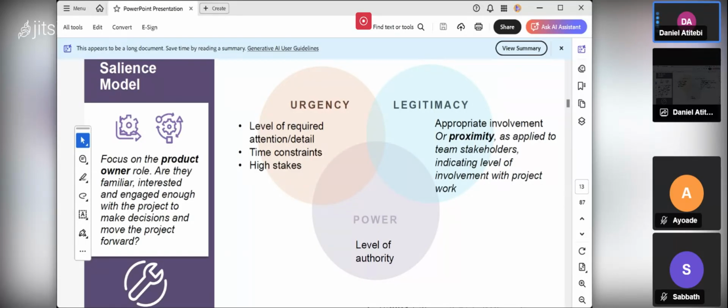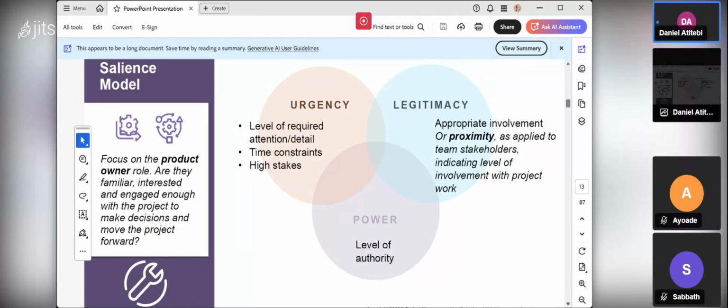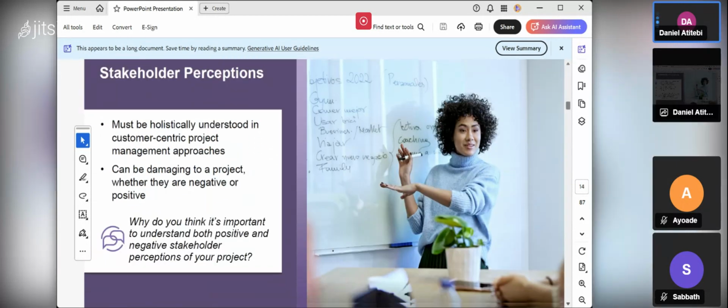You say you focus on the product owner. This one is talking about agile, because it's the product owner that gathers requirements from the end user. So you also need to work with that person. Are they familiar, interested, and engaged enough with the project to make decisions and move the project forward? So all these things we are talking about here now are about your ability to identify the stakeholders, to know their power level, their interest in the project, their influence in the project, their ability to make decisions, and their power level. It will help you to manage the project successfully.